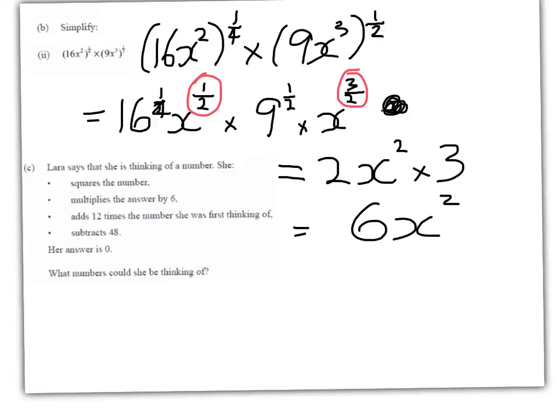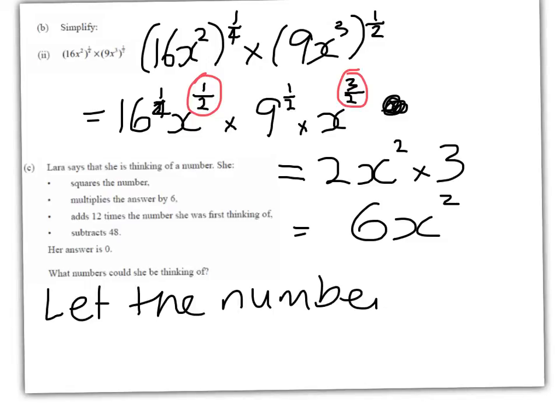Okay, in the next question, Lara says she's thinking of a number. So we're going to start, as usual, with let number be x. So what does she do to the number? Well, she takes x and she squares it. Then she multiplies this by 6. And then she adds 12 times the number she was first thinking of.